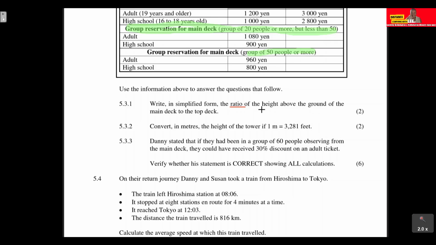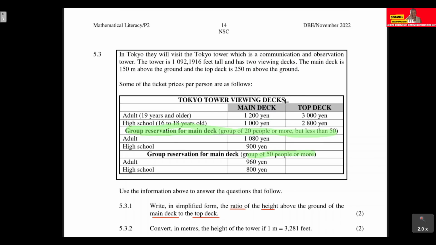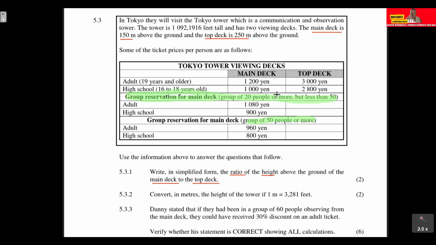Okay, we want the ratio of the height above the ground of the main deck to the top deck. So we want to look at the information that is given to us and extract the information that tells us about the height of the main deck. You see that the height of the main deck is 150 meters above the ground, and we're told that the height of the top deck is 250 meters. So we're going to literally put that information on our paper the way that it is.